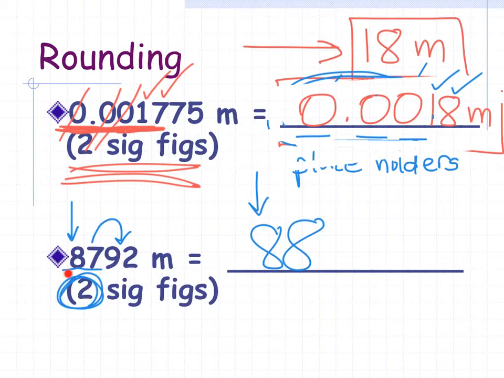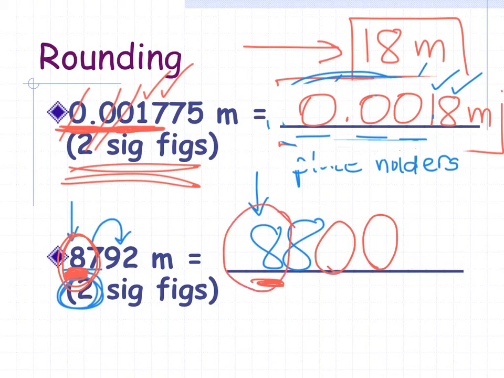So I can't chop my number off. I can only have 2 sig figs, which I totally do. But I need the 8 to keep its place. So I have to come on to the end of this number and add zeros until the 8 stays in the same place value as its original position. If this was 8,000, this also has to be 8,000. So I have 8,800 meters.